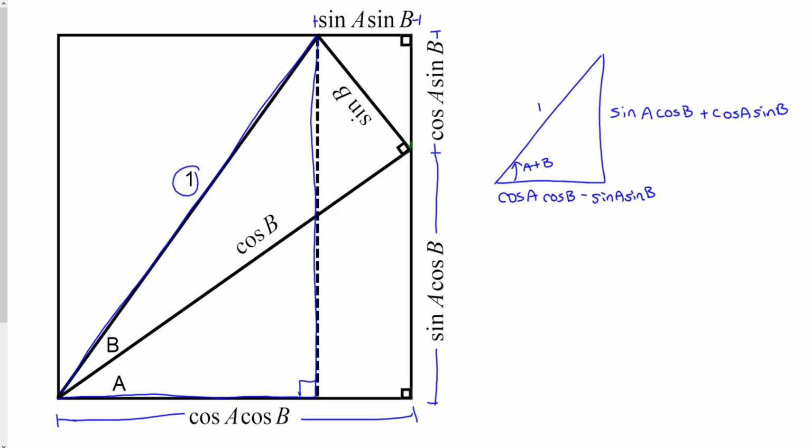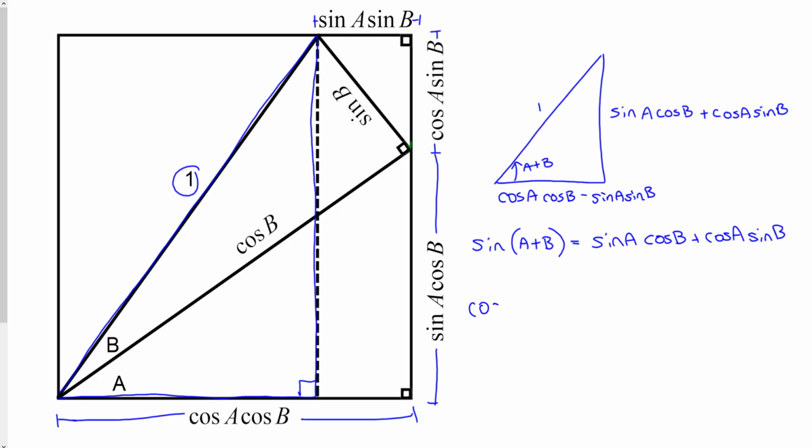Now what I can say is the sine of A plus B. Sine is the opposite side over the hypotenuse. The opposite side is sine A cosine B plus cosine A sine B, the hypotenuse is 1. So when you divide that by 1, that's your answer.